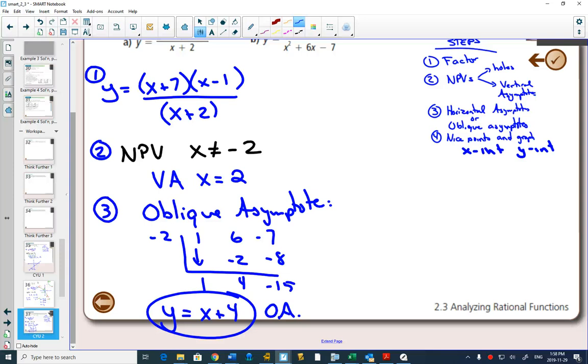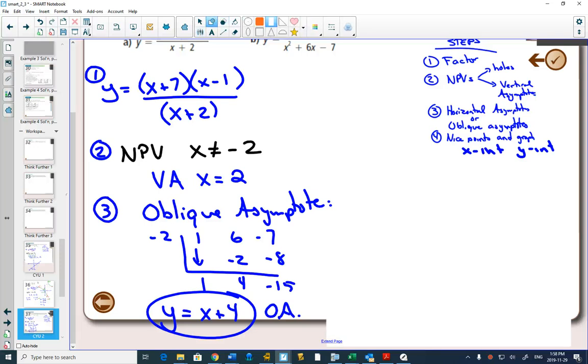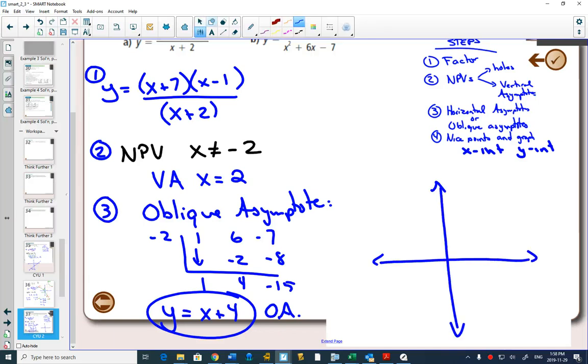Number 4, we need nice points and graphs. So what do we have so far? We could draw our horizontal asymptote at x equals 2. We could draw our oblique asymptote at y equals x plus 4.